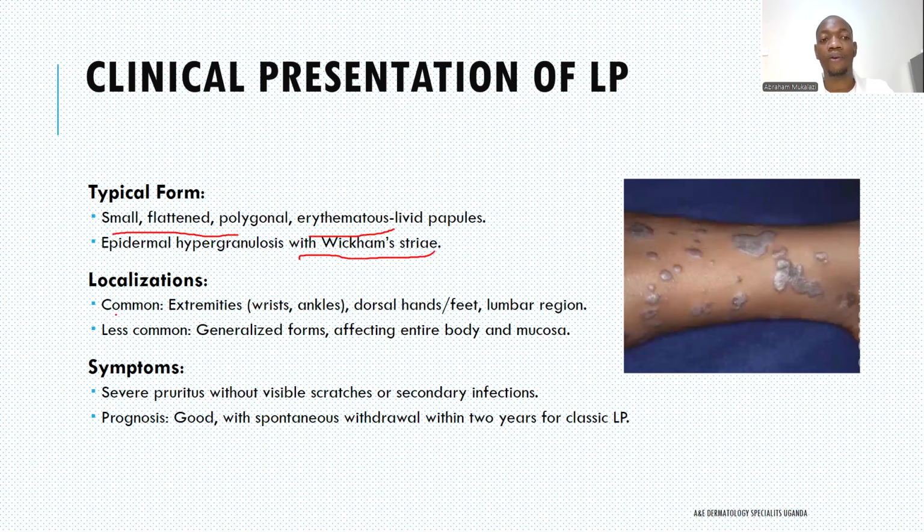When you look at the common sites that are affected, commonly it loves to affect the extremities, especially the wrist joint around here, and also around the ankles. Oftentimes it can also affect the dorsal aspect of the hands and feet, so this area here, and the lumbar region. Among the less common sites, it can be generalized. It can affect the entire body, as well as the mucous membranes, including the genitalia, the esophageal mucous membranes, the oral mucosa, the oropharynx, and sometimes it has also been reported to affect the mucosa of the bladder and the urethra as well.